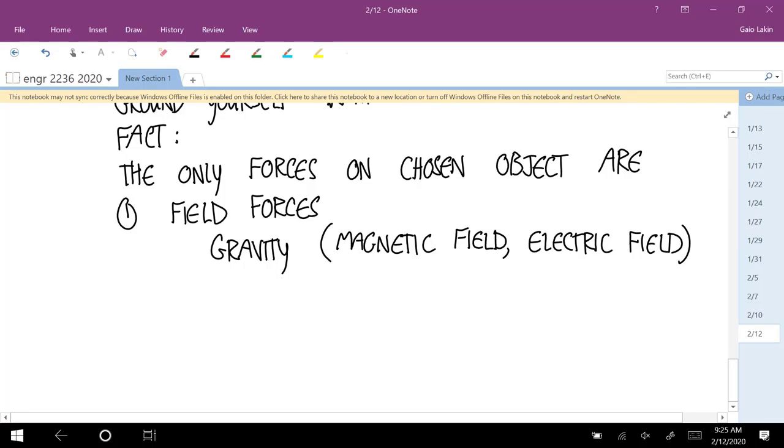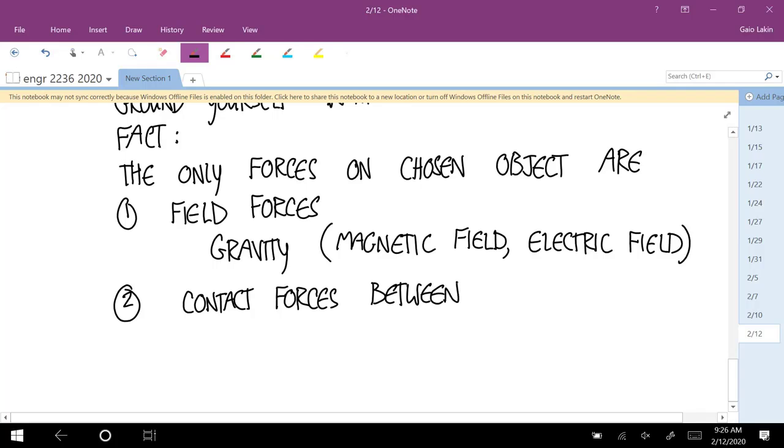And then, once you've dealt with the field forces, that's gravity, and then probably that's it, but maybe an electric field or a magnetic field or something like that. Then the only other thing that you have to deal with are contact forces between the surroundings and the boundary of the object.